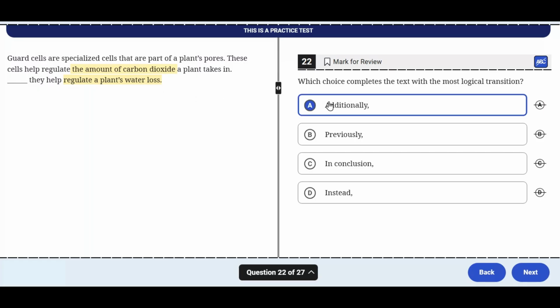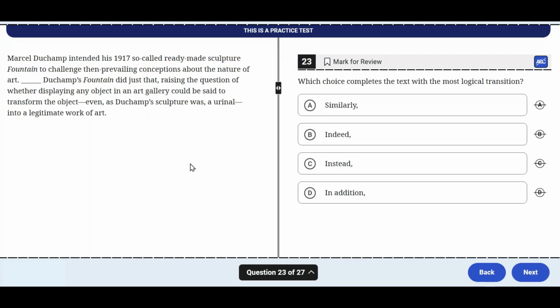There's additionally, that's probably going to be our answer, previously, and conclusion instead. Neither of those are suggested by the passage, so that's our answer. As you can see again, we created a relationship between those two sentences, and then we made a guess and found a synonym in the four answer choices. Moving on. Same strategy here.